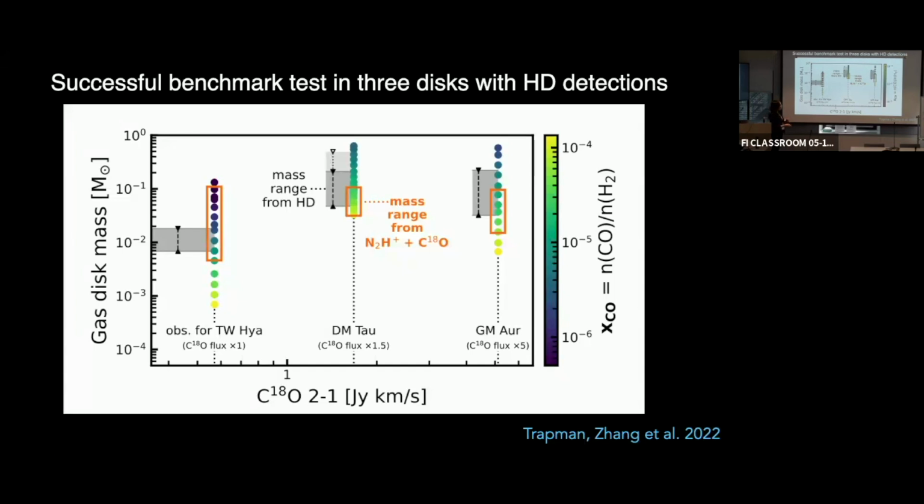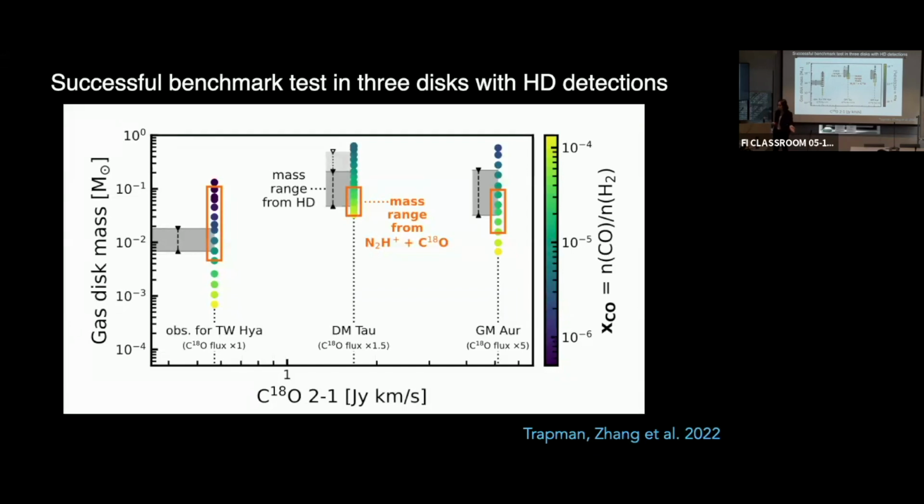But if we add the information about the N2H+ to CO line flux ratio, then you have the orange box region. You can say it dramatically shrinks the possible parameter space by a factor of 5 to 10. So that's what we can get with the combined method. And you compare the orange box with the gray box, which is the inferred gas mass from HD measurement. So you can see they're generally consistent with HD measurement.